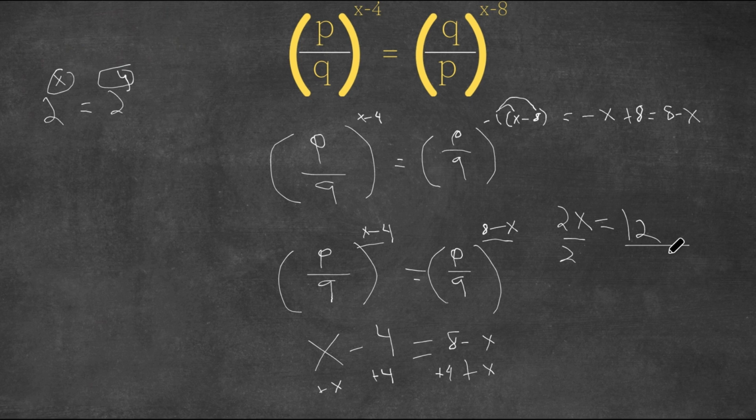We divide by 2 on both sides to isolate x. These two cancel out, so we're simply left with x equals 12 divided by 2, which is 6. So x equals 6.